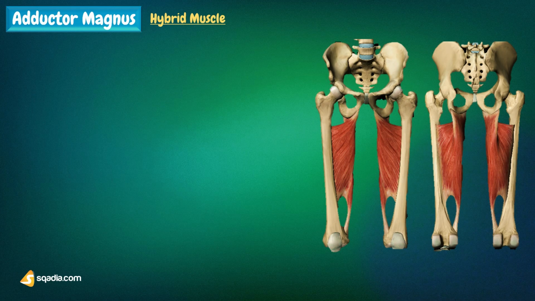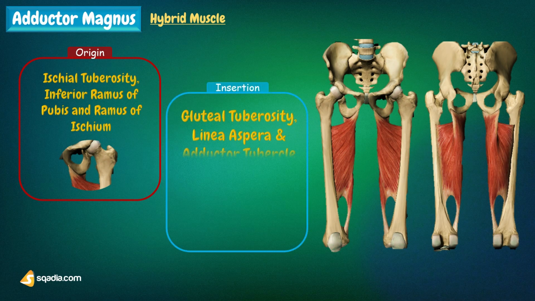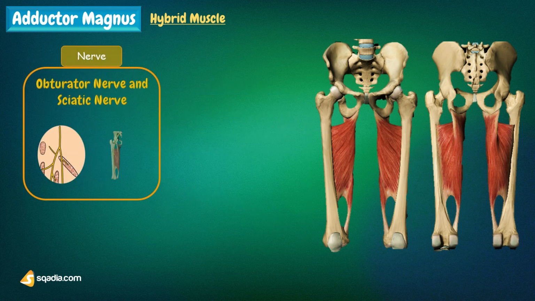The fibers of this muscle originate from the ischial tuberosity, ramus of the ischium, and lower part of the inferior ramus of the pubis. It is inserted at the gluteal tuberosity, linea aspera, and adductor tubercle of the femur. The adductor magnus muscle is innervated by two nerves. The obturator nerve innervates the adductor part of the muscle, and the sciatic nerve innervates the hamstring part of the muscle.